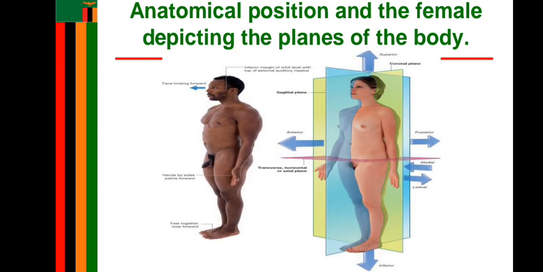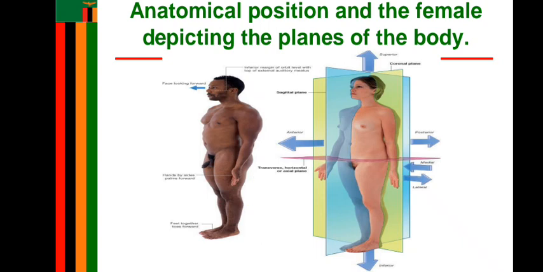Okay, so let's look at the anatomical position. So this is the anatomical position that we can see here. We have a man standing here, and we have a woman standing beside. This is exactly the anatomical position, which depicts a male as well as a female body planes.